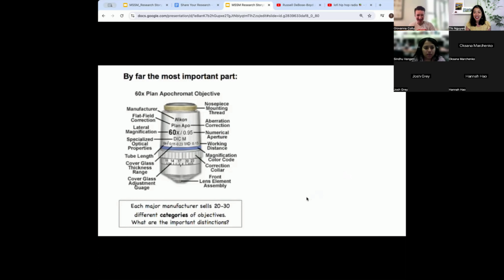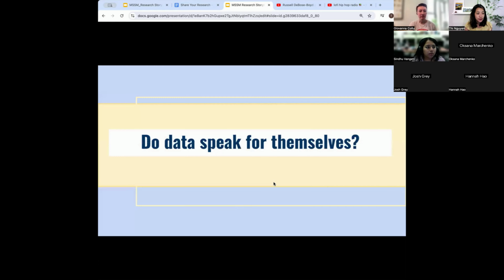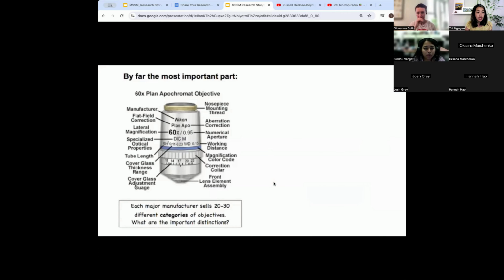And so how are we thinking, 20 to 30 different categories of objectives? Thank you, Sindhu. Yeah, it's a very overwhelming slide. When you're teaching with it, you'll have to go through it one by one, but just remember that you have to be able to look at it and know what it is that you're presenting.